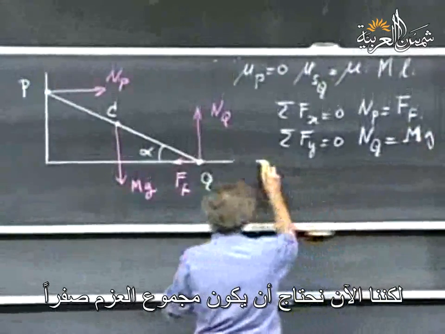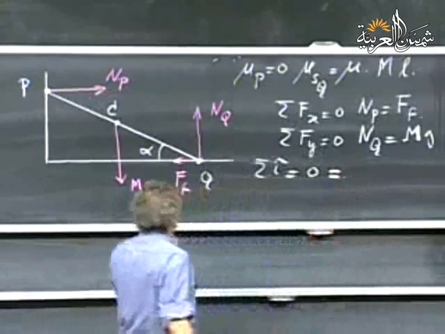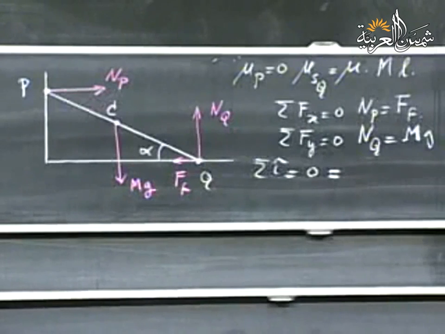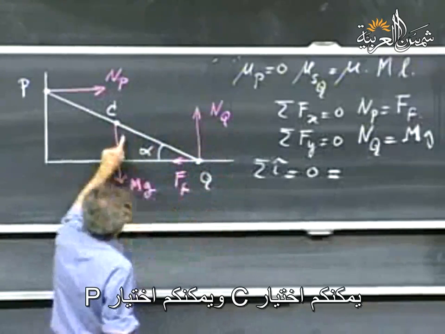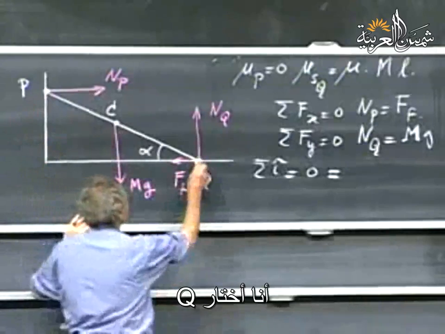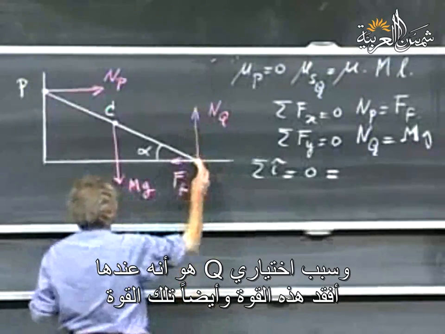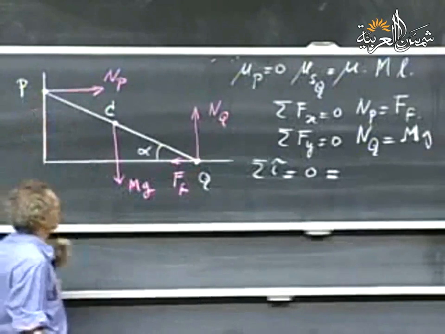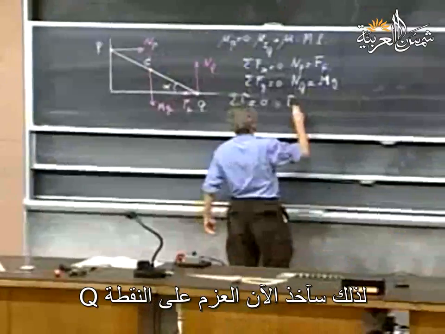But now we need that the sum of all torques have to be 0. It doesn't matter which point you choose. You can pick any point. You can pick a point here, or here, or there, or there. You can pick C, you can pick P. I choose Q. The reason why I choose Q is because then I lose both this force and that force. And I only have to deal with this one and that one. And so I'm going to take the torque relative to point Q.